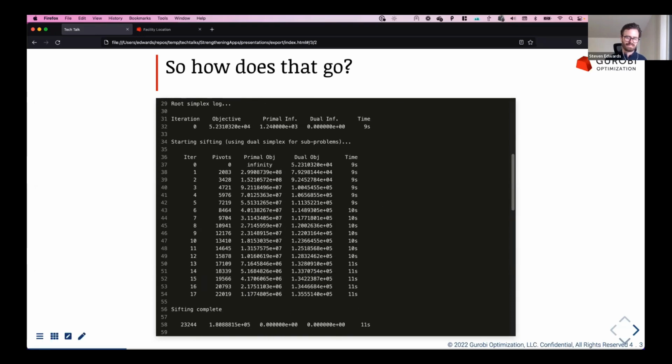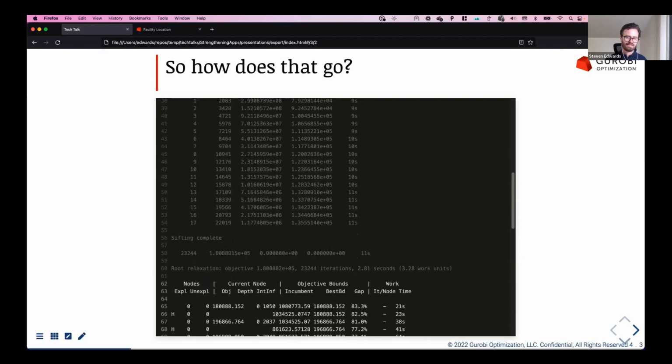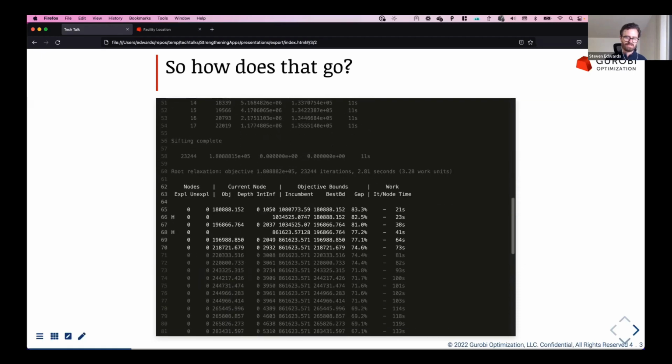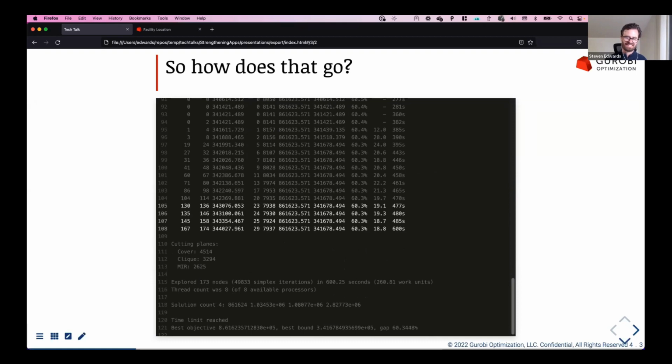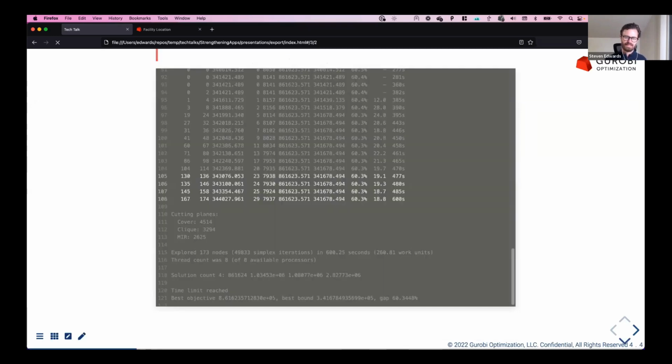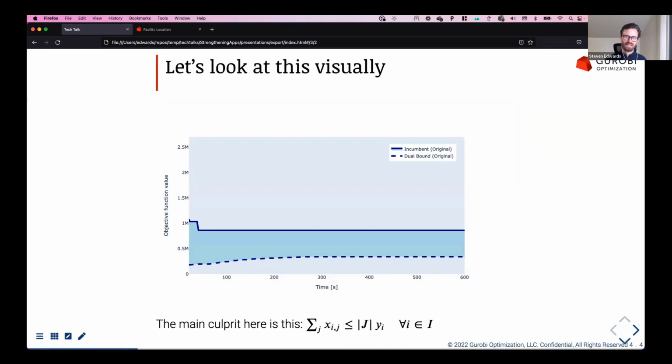The root relaxation takes about 11 seconds, so pretty quick, given how many variables there are. Once you enter into the branch and bound tree, it's not great, it's not terrible, but you get some feasible solutions and it improves okay. But then it sort of just gets stuck. This is similar to Richard in the introduction, where you get this behavior where it just kind of stalls. Visualizing this out, again, we're minimizing here.